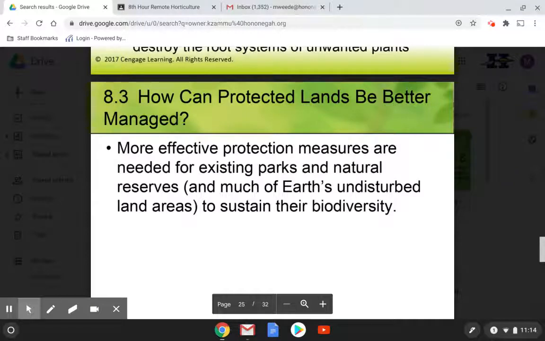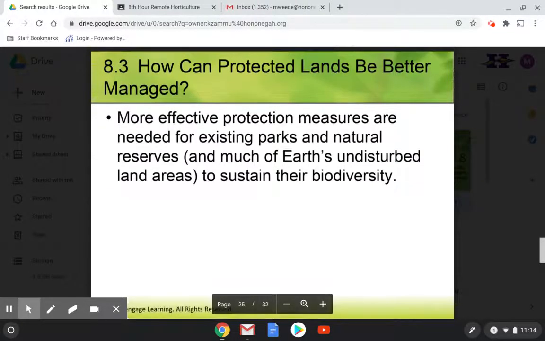And so 8.3 is going to be talking about how these lands can be better managed. So again, we need to come up with a better way to be more effective in protecting existing parks and natural reserves, right? And essentially just Earth's undisturbed lands. And this will sustain biodiversity.